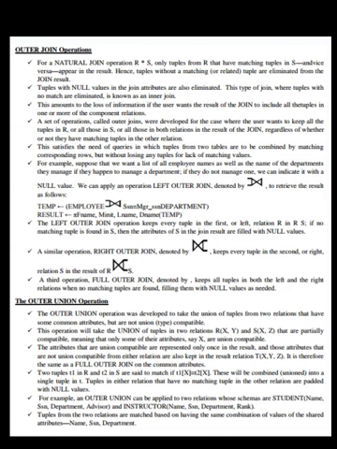The third operation, full outer join, denoted by this symbol, keeps all tuples in both the left and right relations, and when no matching tuples are found, fills them with null values as needed.